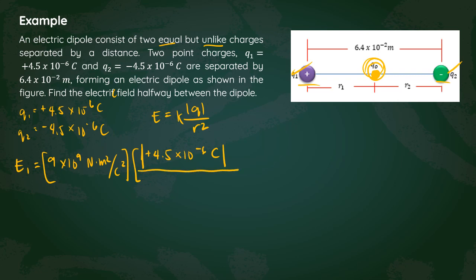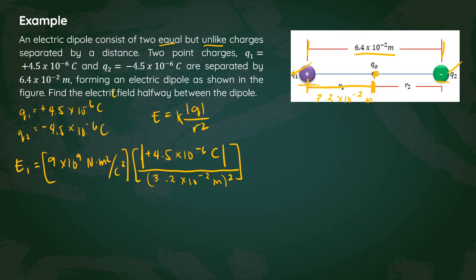Now, what would be the distance between this point and Q1? Since we have 6.4 times 10 raised to negative 2 as the distance between Q1 and Q2, and this point here is halfway, the distance between the point and Q1 will be half of the distance between the two points. That distance is 3.2 times 10 raised to negative 2 meters if you divide that by 2. So that will give us 3.2 times 10 raised to negative 2 meters squared.